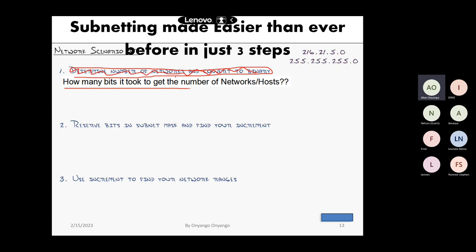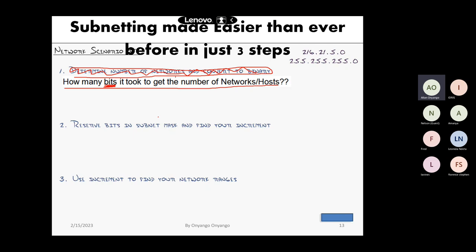Write that down, step one, and leave some space, three or four lines below it. How many bits it took to get the number of networks stroke hosts. The networks or hosts you will always be provided with. Our objective for this step one is to find the hosts. That is the answer we need to get for step one. So write that down, skip some space, then write the second step.